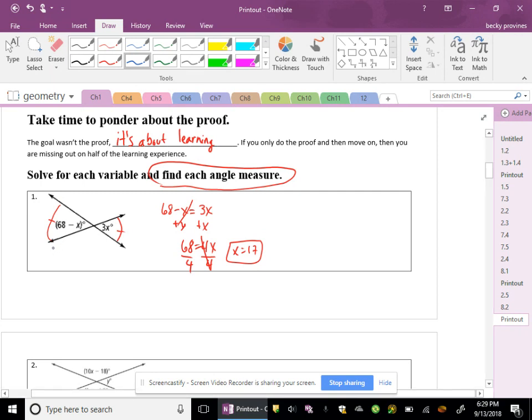So let's try the left side. 68 minus 17 should be the same thing as 3 times 17. So let's try it. 68 minus 17, and I'm typing it in on my calculator. I get 51. 3 times 17. Again, I just used a calculator, and I get 51. So I solved for the variable, and I found the measure of each angle.